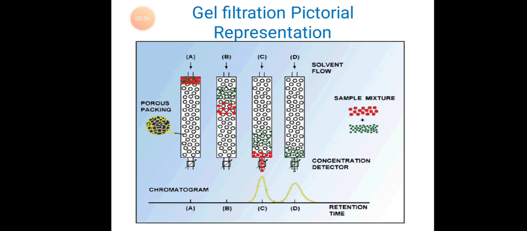Gel filtration vector representation will be like this. Here we will be pouring the sample along with the buffer, and then the sample, based on its size variation, elutes. The smaller particles will elute first, the larger particles will elute later.